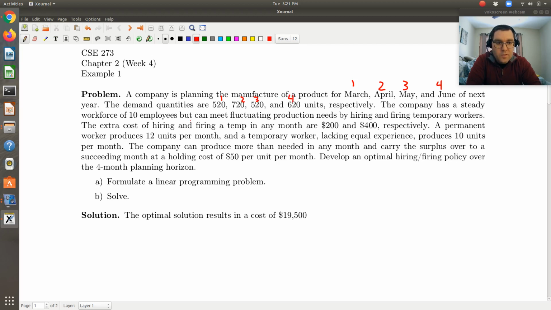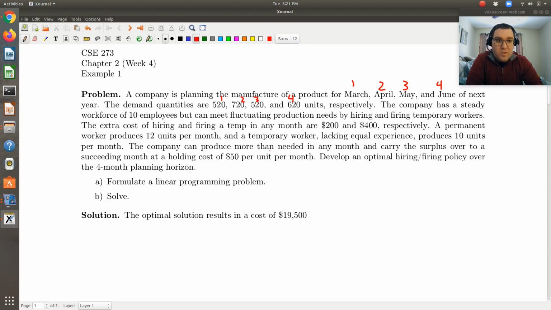Okay. So we have a steady workforce of 10 employees that can produce 10 units per month. Okay, and so those are permanent employees, so we'll take that to be a fixed cost. Okay, and so our fluctuating cost that we're going to seek to minimize is going to be that cost of hiring and firing a temp employee in a given month, and then also the storage cost.